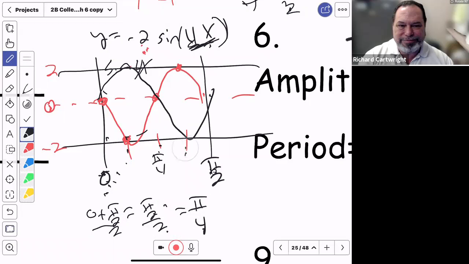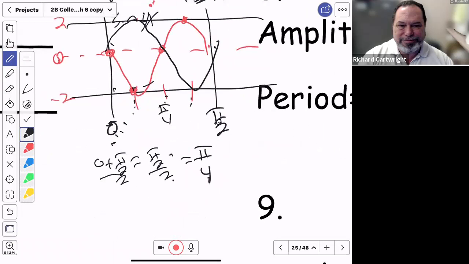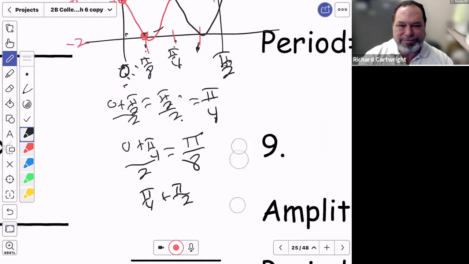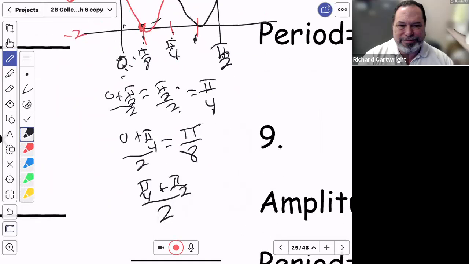Let me get these two middle numbers. How do I get between the 0 and the pi over 4? You take the 0 and you add it to the pi over 4, and you take that answer, divide by 2. That adds up to pi over 4 divided by 2, really is pi over 8. This is pi over 8. To get this tick mark here, you take the two endpoints. That's pi over 4 plus pi over 2. Take that answer, divide it by 2.